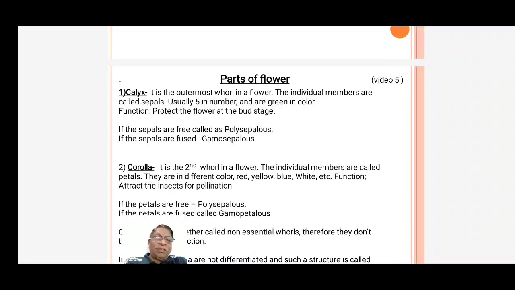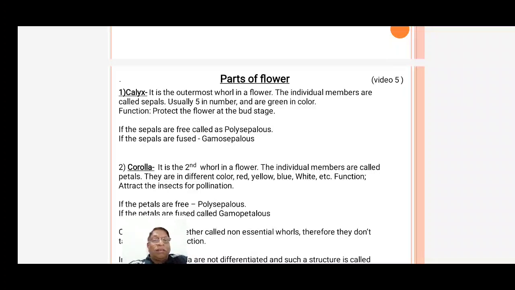Polypetalous. If the petals are fused, then it is called gamopetalous. Gamopetalous.